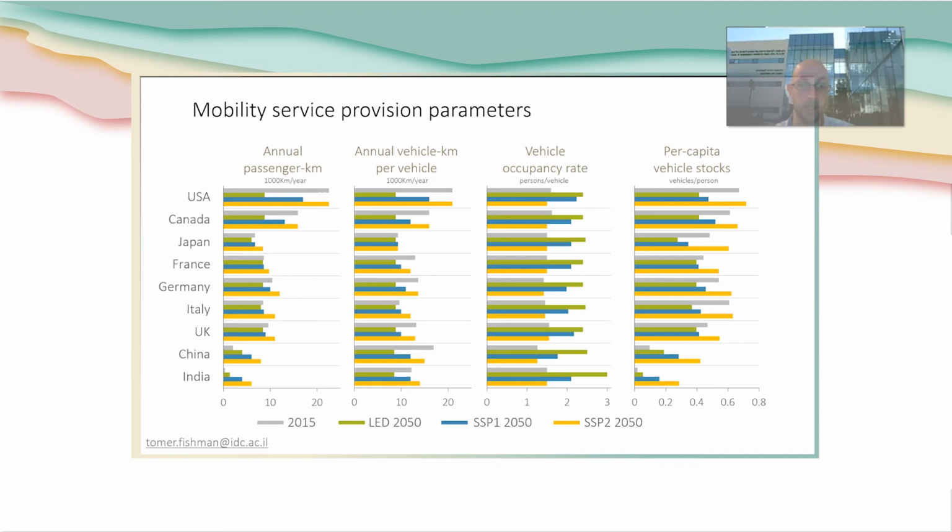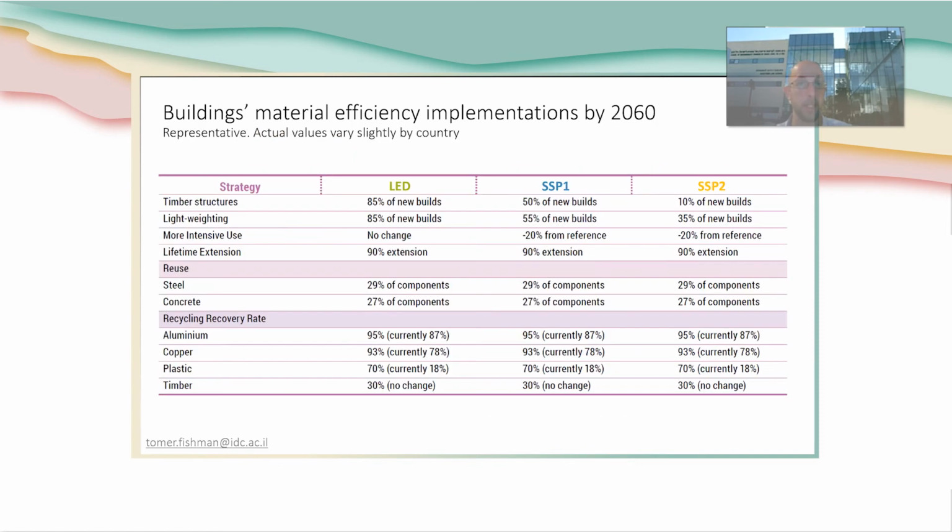And you can see the differences between the different countries and between the scenarios appearing here. And similarly for the material efficiency implementations, these are just representative examples of the potentials of these material efficiency strategies to be implemented in the different scenarios. I will note, for example, here in the case of buildings, that in the LED scenario, more intensive use, you can see here, there is no change since in that specific scenario, for instance, it is assumed that it's already built in to the baseline scenario.